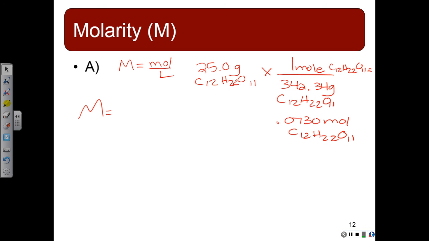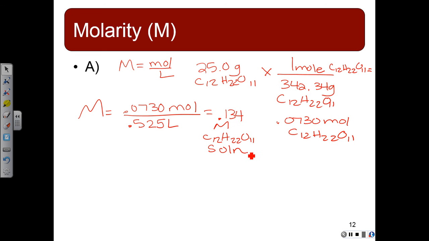All right, first things, convert sucrose to moles. So you should have gotten 0.0730. Molarity is moles per liter, so you're given the 0.525 liters. We've moved the decimal left 3 places to go to liters. So you get 0.134 molarity of a sucrose solution.